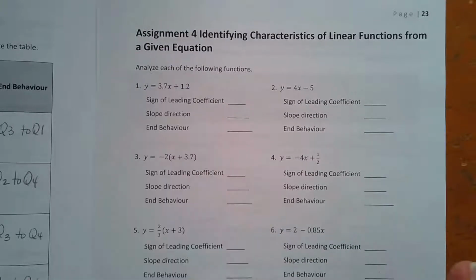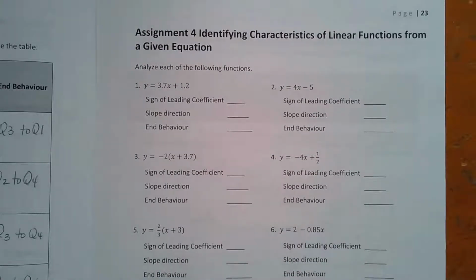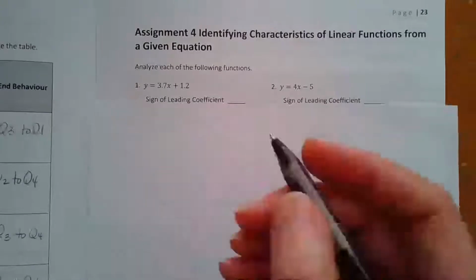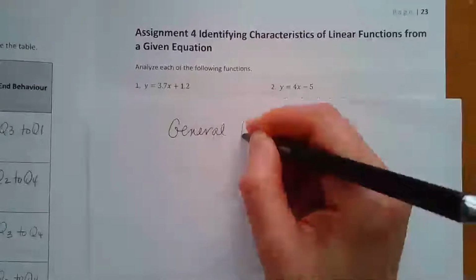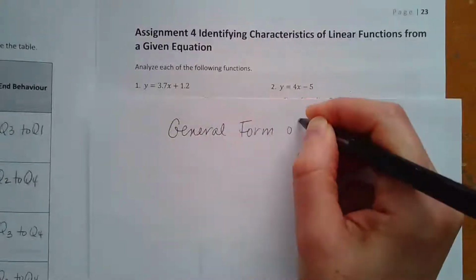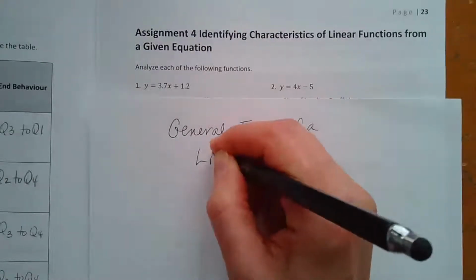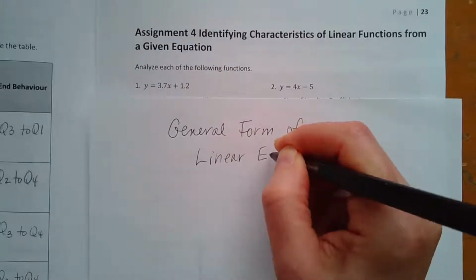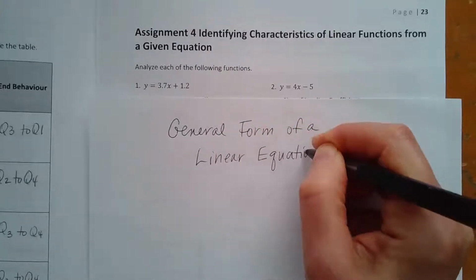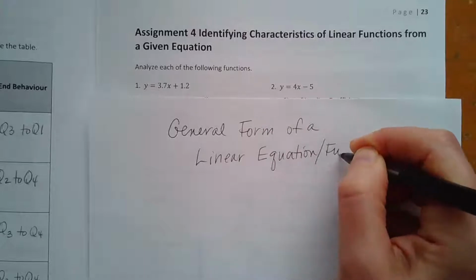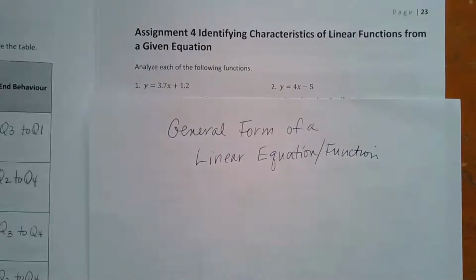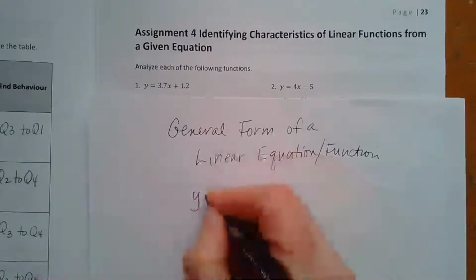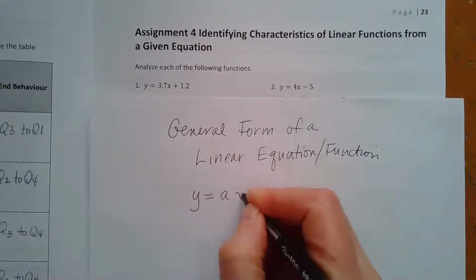We learned yesterday the general form of a linear equation or function. Function means when it's actually put on the graph, and an equation is just something in y equals form, right? So this is the general form, y equals ax plus b.